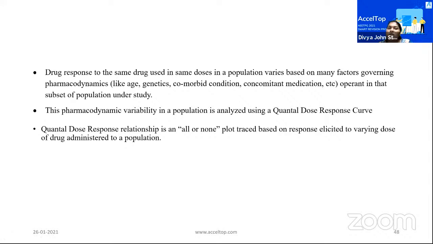So drug response to the same drug used in the same doses in a population varies based on many factors governing pharmacodynamics, and also pharmacokinetic handling in that particular population. So it can be age, genetics, comorbid condition, concomitant medication, and so on. Okay, so this pharmacodynamic variability in a population can be analyzed by using quantile dose response curve. Quantile dose response relationship is an all or none plot traced based on response elicited to varying doses of drug administered to a population.